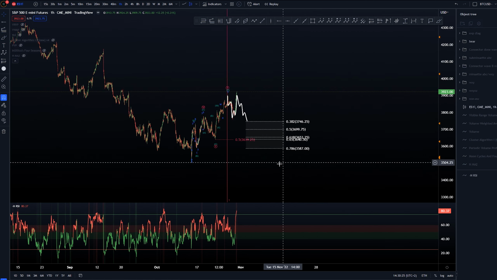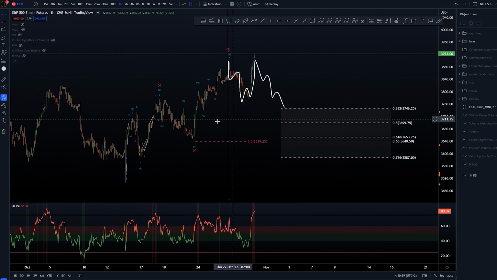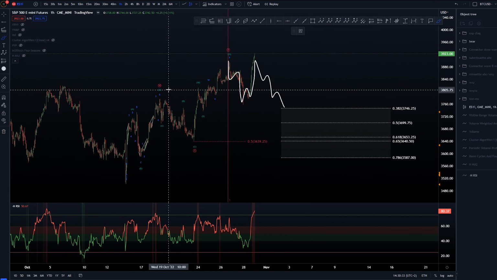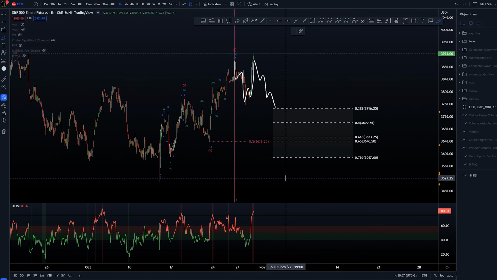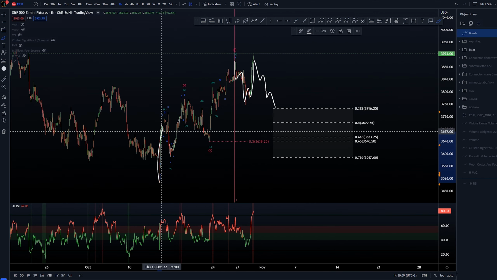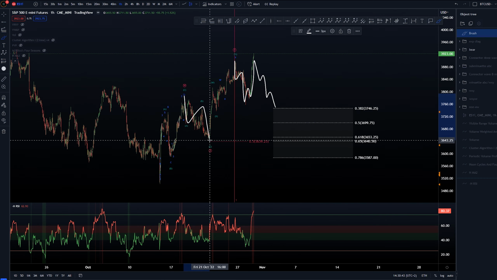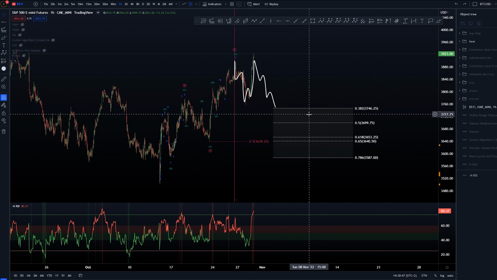So for that one, the way I've currently labeled this is something like this. Again, don't mind the degrees in here. They are wrong, I know that. But what we are looking for is a three-wave structure. At the moment, this definitely feels like a three-wave structure into W, three waves into X again, and then a three-wave structure into wave Y. Very similar to what we had on the bullish count.